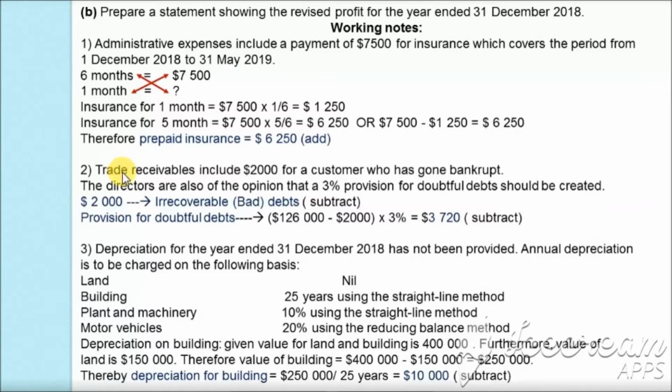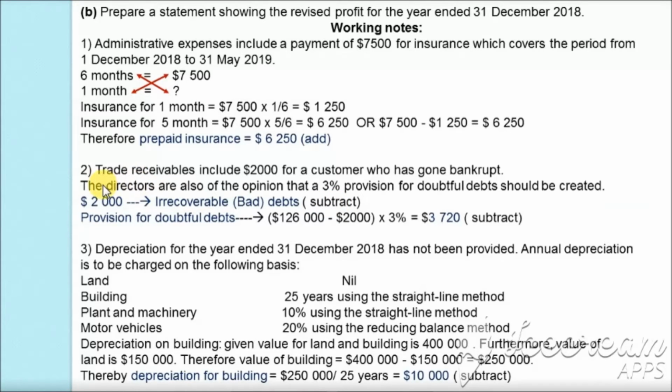Then next we have trade receivable, which includes 2,000 for a customer who has gone bankrupt. This is a bad debt or irrecoverable debt, and this is an expense which has not been considered. Hence we are going to subtract this 2,000 when we make the revised profit.